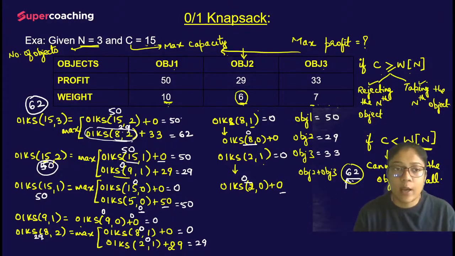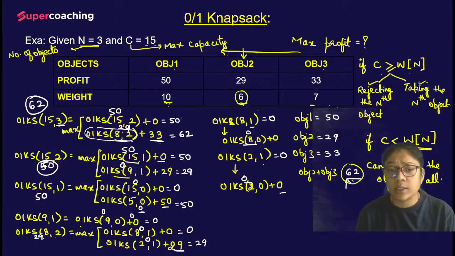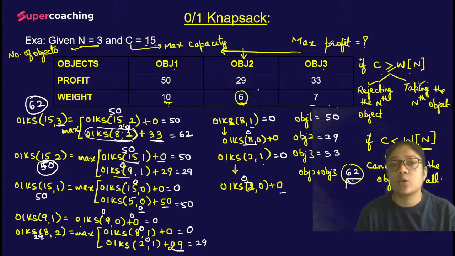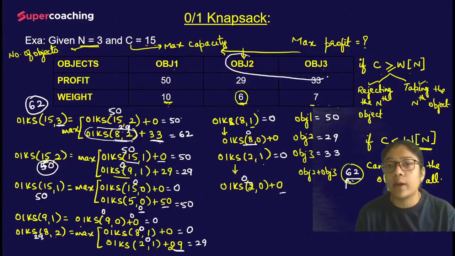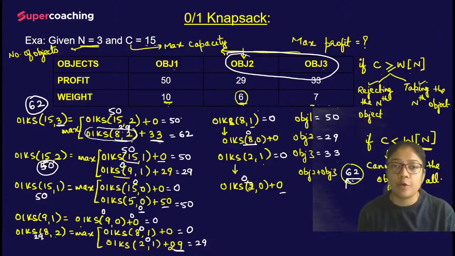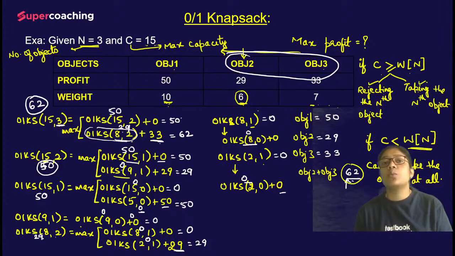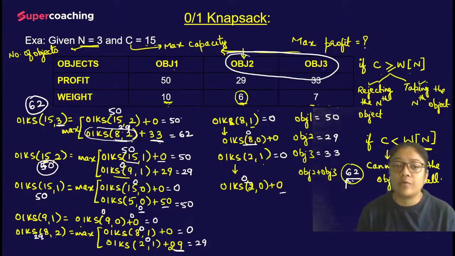कौन सा ऑब्जेक्ट लेके आया? ऑब्जेक्ट 3 को कंसिडर किया है. Object 3 is taken. We are getting the maximum profit when object 3 is taken. And after that 8, 2 वाली कॉल पे जाओ. 8, 2 में object 2 is taken and object 1 is not taken. So by taking object 2 and 3, we are getting the maximum profit. I hope that the functionality, the working of 01 knapsack is clear to everyone.